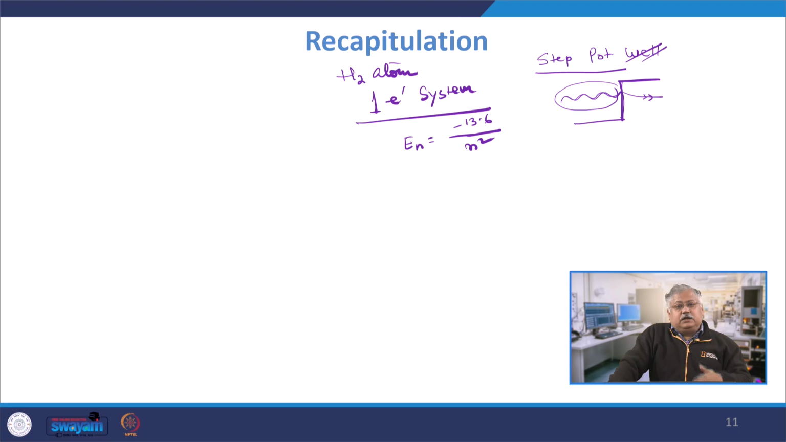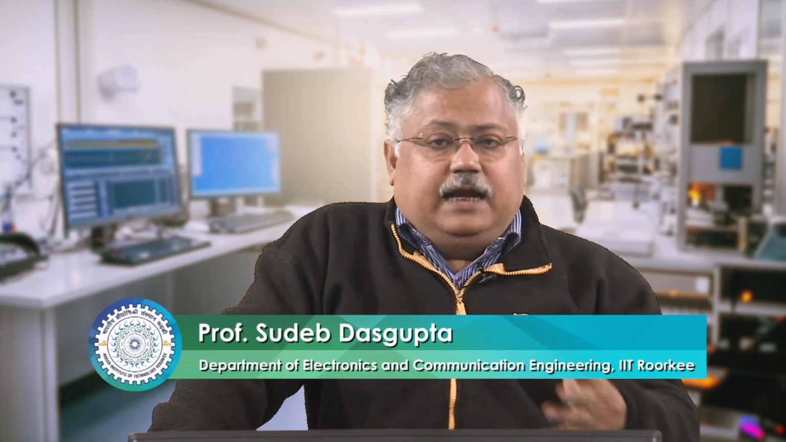What we will do next is use these techniques and try to get an idea about semiconductors. Within a semiconductor, how can we put this inside it, right? And then we can move ahead. So I think we'll stop here today, and thanks a lot.